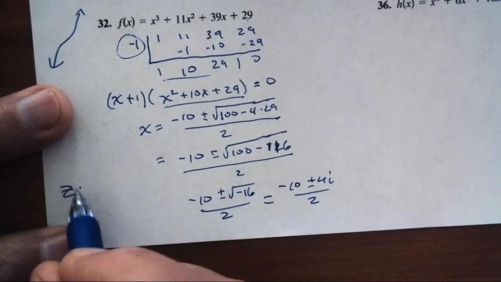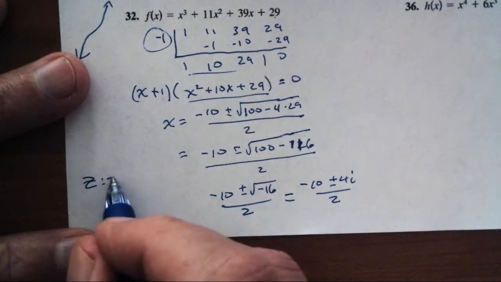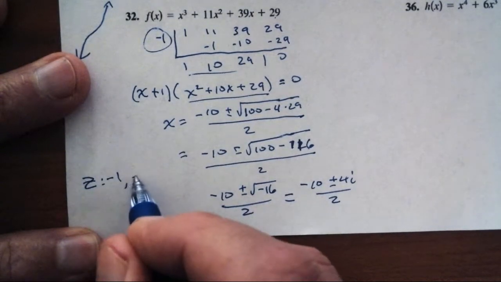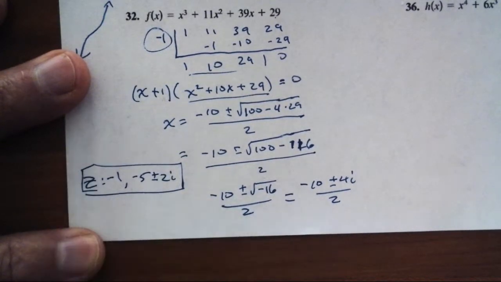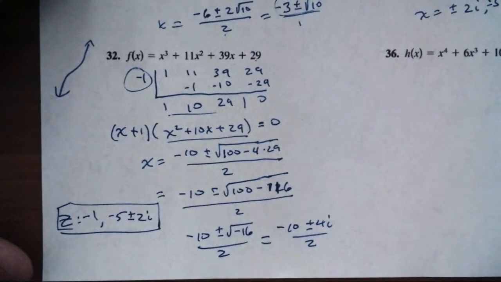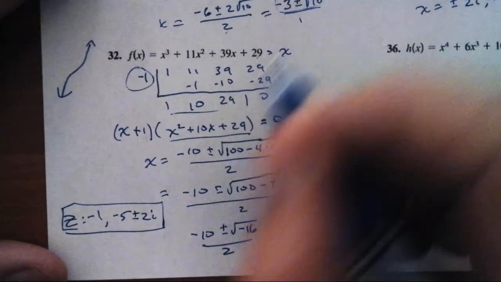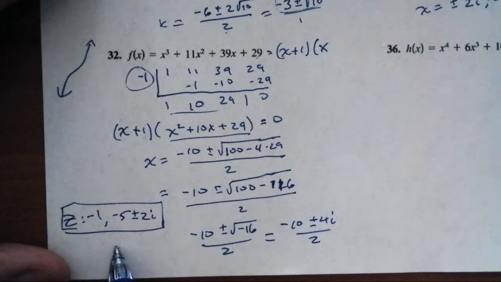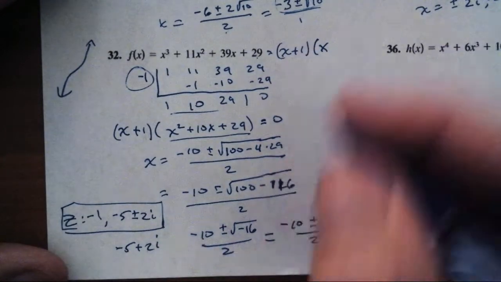So my zeros are, I needed to give myself more room for this. My zeros are negative 1 from above, and then reduced by 2 here, top and bottom, negative 5 plus or minus 2i. There's my zeros. And now for my linear factors, apologies for taking up too much room here. I might redo this, but I probably won't. This in factored form could be x minus negative 1, x plus 1, times x minus, the first one I'm going to put in there is negative 5 plus 2i. When I subtract that, I get plus 5 minus 2i.